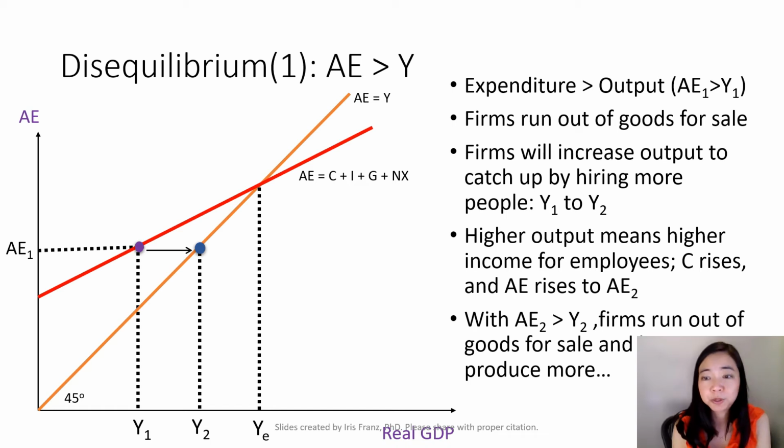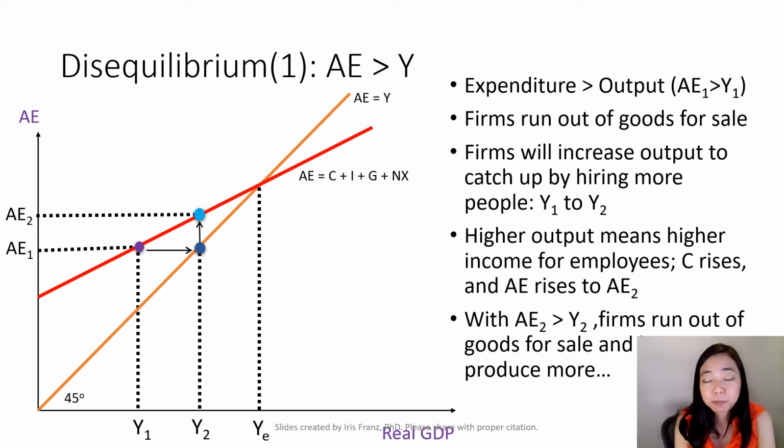Now, when the firms are producing more, they are also hiring more workers, meaning these workers will be able to get a bigger paycheck and spend the paycheck. So our consumption is going to increase. As a result, our aggregate expenditure is going to go up from AE1 to AE2. So now we're at this baby blue point.